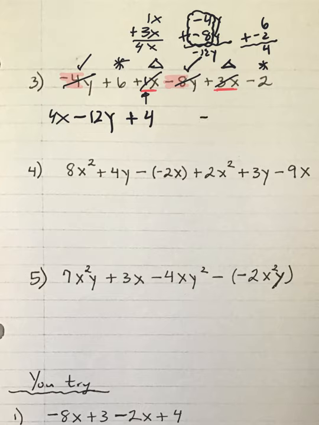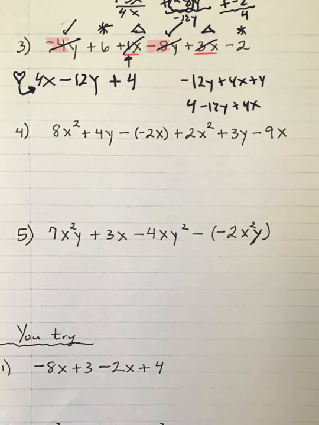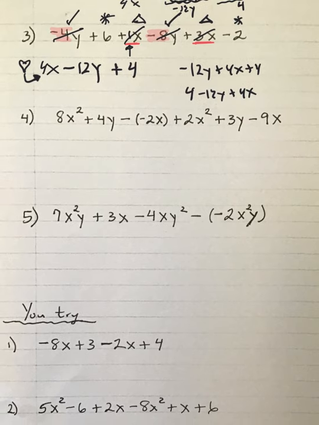Again, you could write the answer as negative 12y plus 4x plus 4. You could technically even put the 4 first if you wanted to. These are all technically correct answers, but we like to have them with the variable first, in alphabetical order, and the constant last. That's the favorite way mathematicians like to write their answers. Okay, let's do number 4, and then we'll go ahead and end this video or give you time to do the other ones and see how you do.